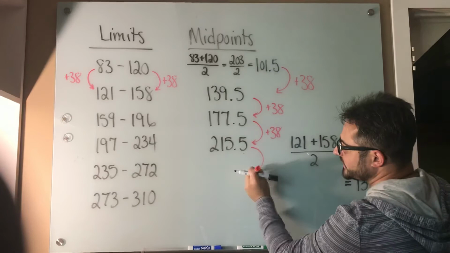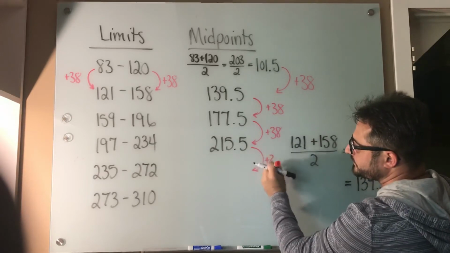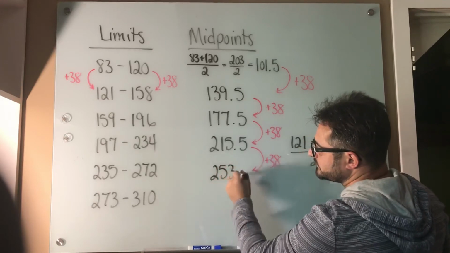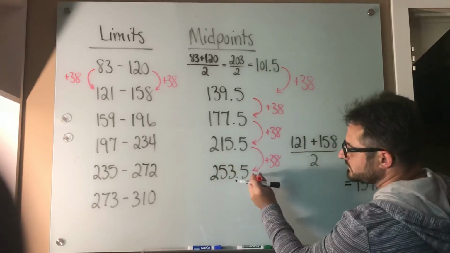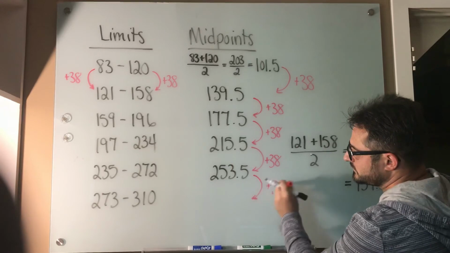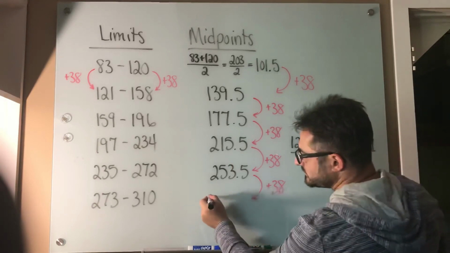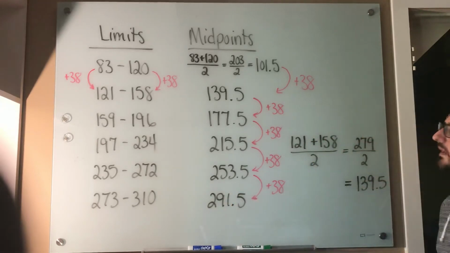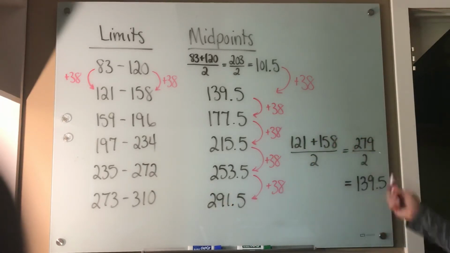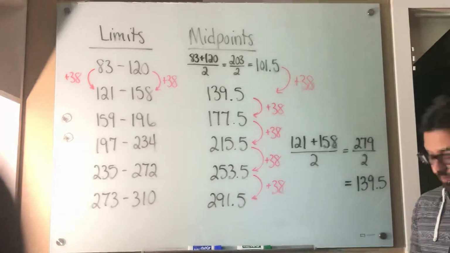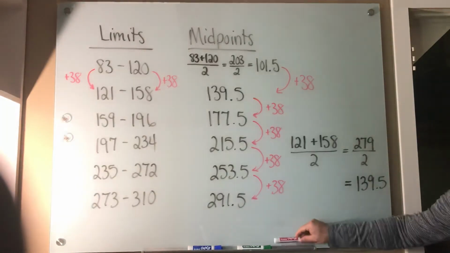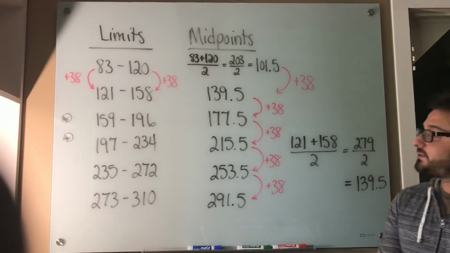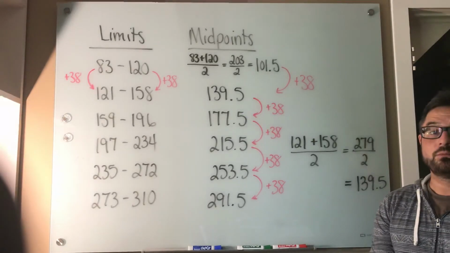And again, feel free to, of course, use a calculator. You can verify any of those by doing the original midpoint formula that we started with, but you would find that every one of them is correct. Much faster way to get the class midpoints when we need them.